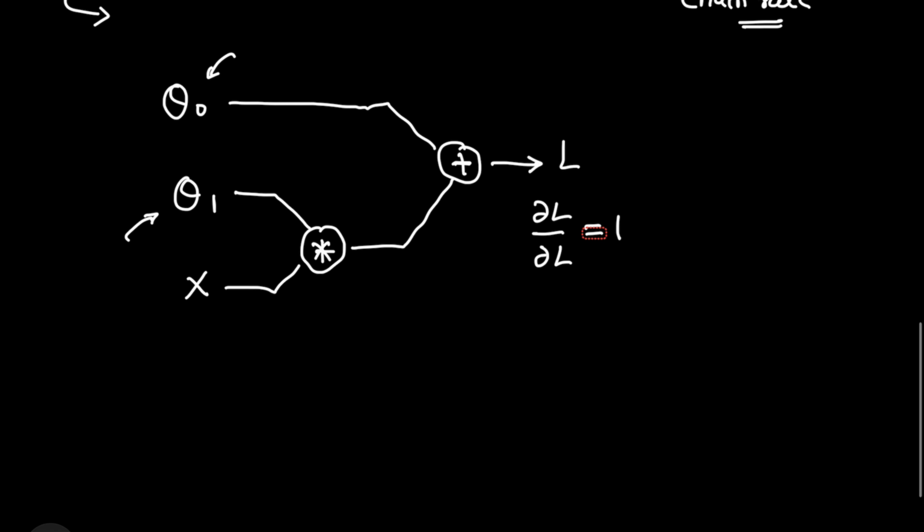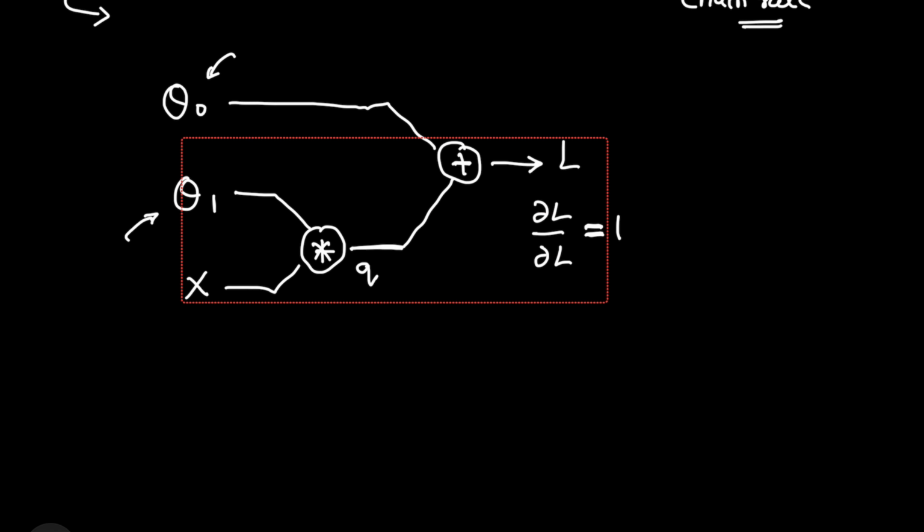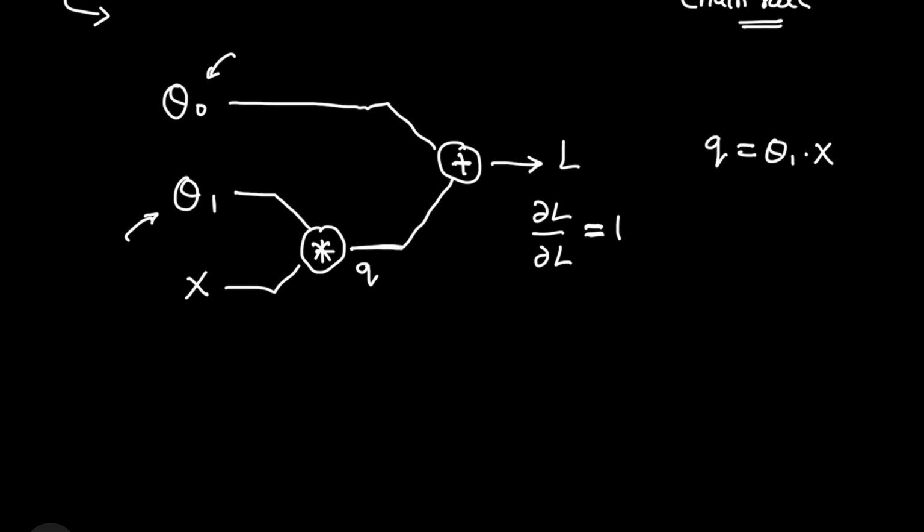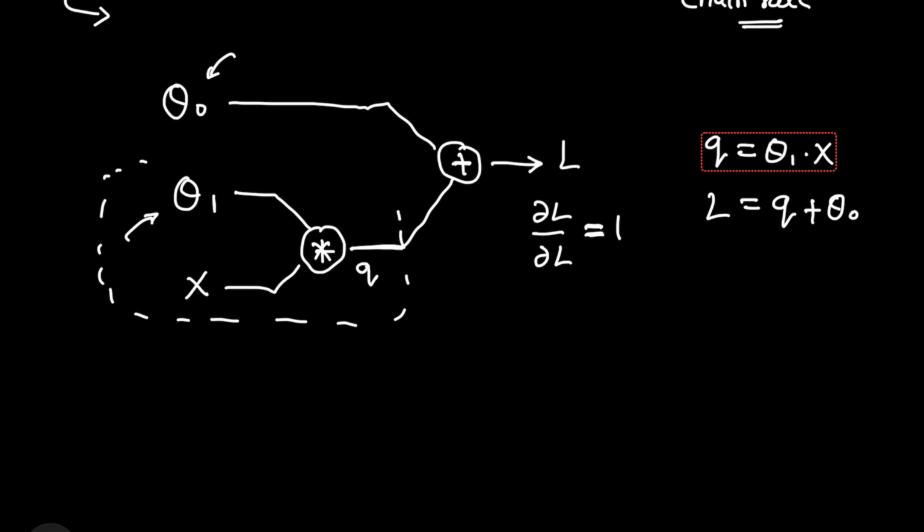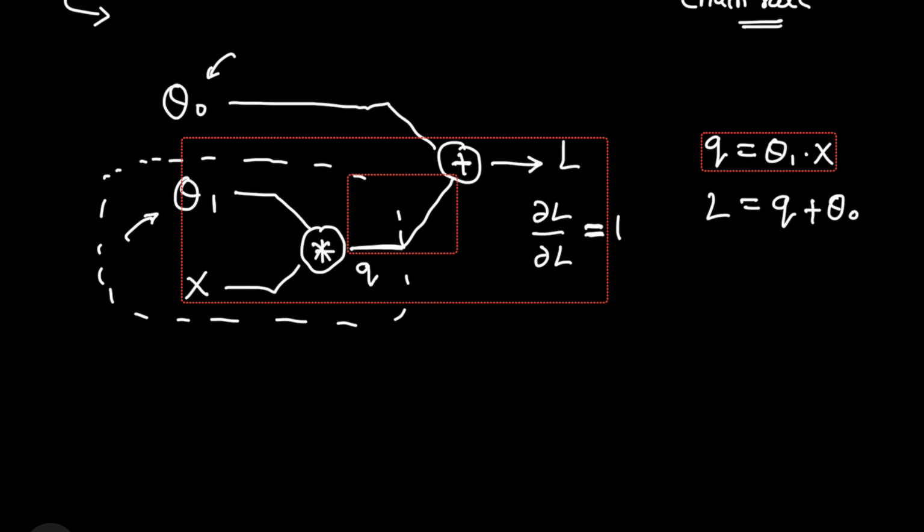So now del L over del L would be 1. Let's consider this as q. What is q? q is nothing but theta 1 times x. And then what would be L? L is nothing but q plus theta naught, right? So these are some intermediate computations that I'm doing here.